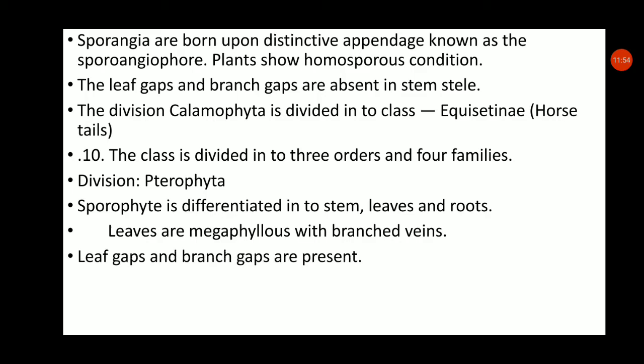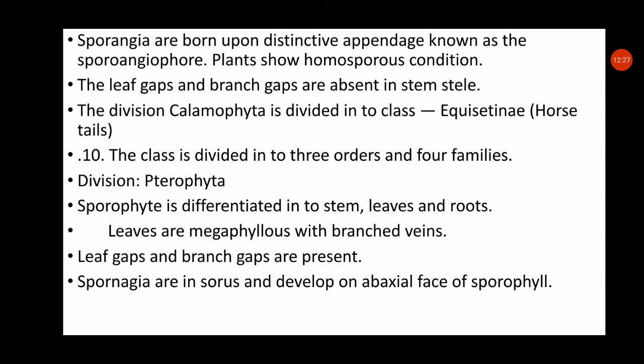Leaf gap and branch gap are present. Here in the division Pteridophyta, this is the distinguishing character. In this, leaf gap and branch gap are present. In the other divisions, leaf gap and branch gap are absent. Here we can see that in the division Calamophyta, leaf gap and branch gap are absent, but in Pteridophyta, leaf gap and branch gap are present.